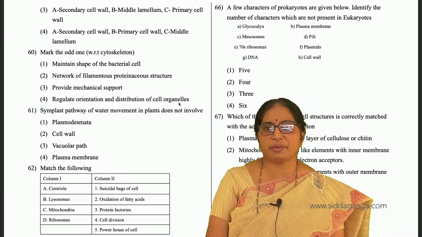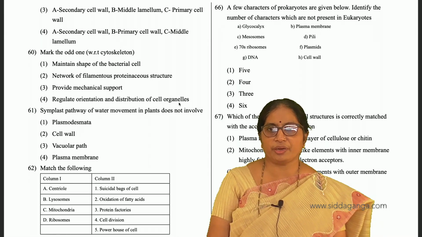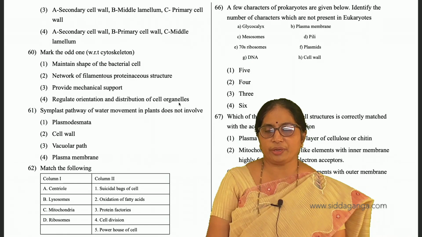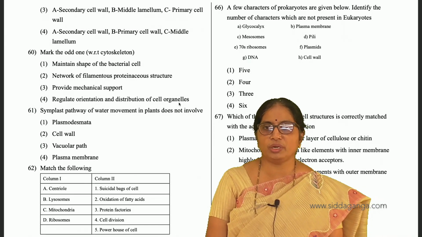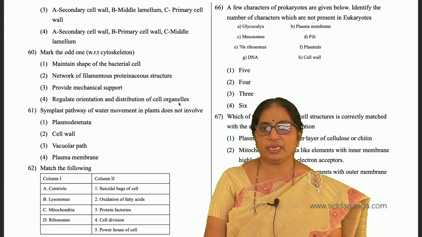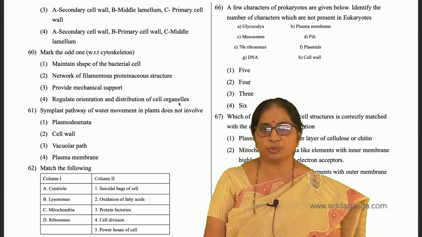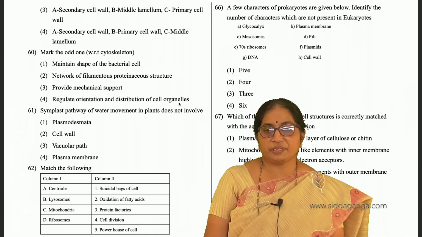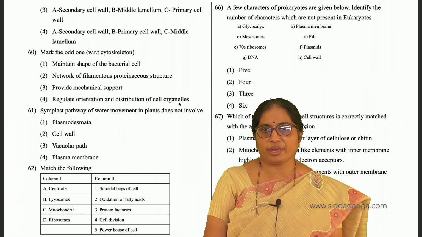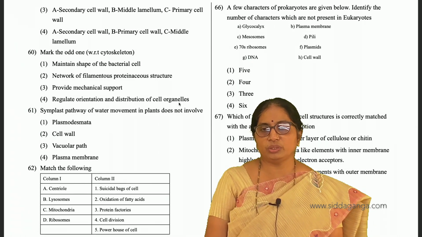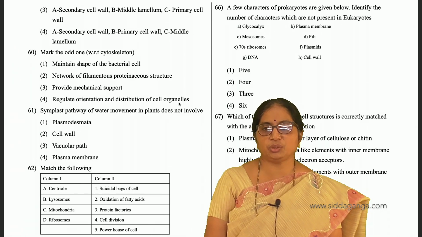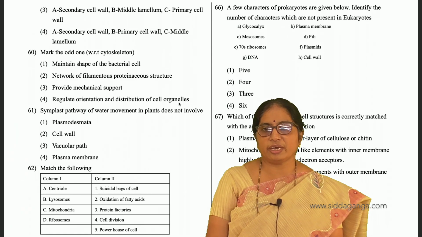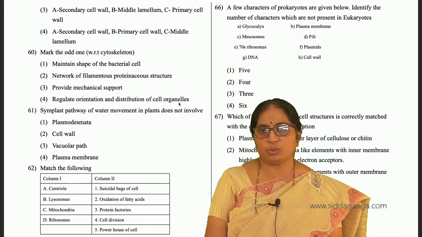So plasma membrane, it is present in both prokaryotes and also eukaryotes. Mesosomes, they are present only in prokaryotes. Pili, they are present only in prokaryotes. 70S ribosomes, present in prokaryotes. Plasmids, they are present in prokaryotes and not in eukaryotes. DNA, so they are present in prokaryotes as well as eukaryotes. Cell wall, they are also present in prokaryotes.